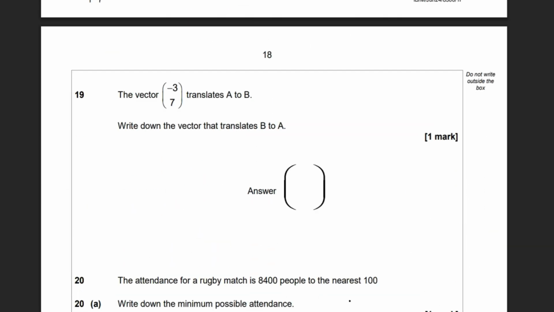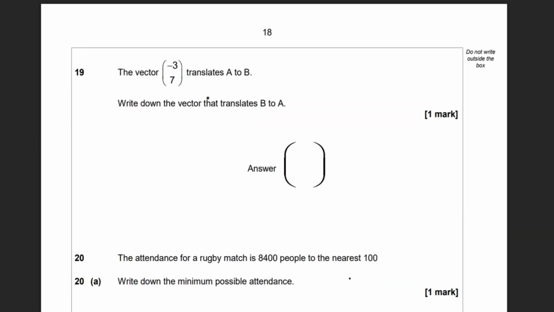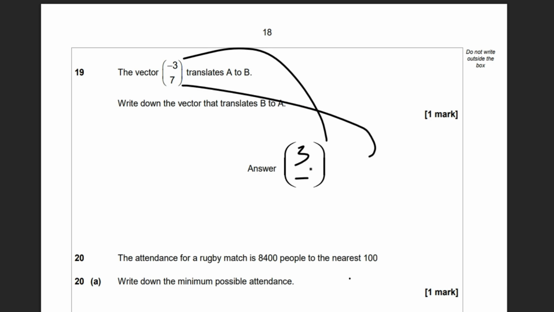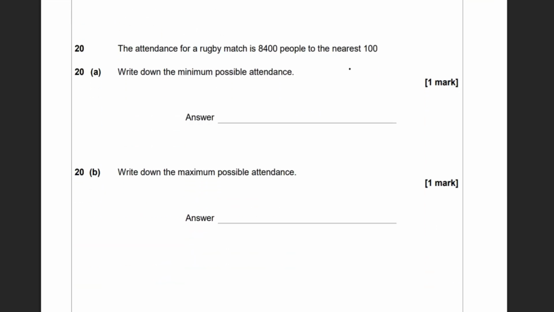Okay, write down the vector that translates from B to A. So you're just going to do the opposite. Opposite of -3 is going to be 3. Opposite of 7 will be -7. Then for question 20, the attendance is 8,400 to the nearest 100. The minimum that will round up to 8,400 should be 8,350, and the maximum should be 8,449.